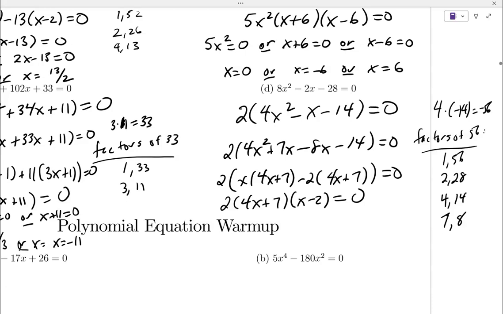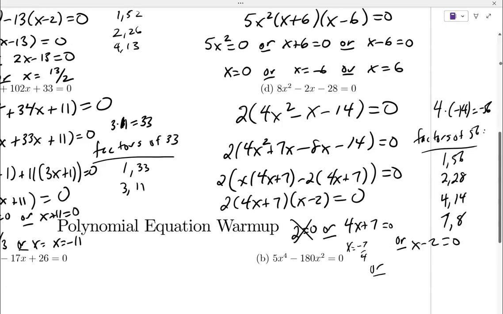So then we set each piece equal to 0. Does the first one give you anything? Nope, because there's no x's in it, right? So that one's garbage. 4x plus 7 equals 0 gives you x equals negative 7 over 4, and the x minus 2 equals 0 gives you x equals 2.